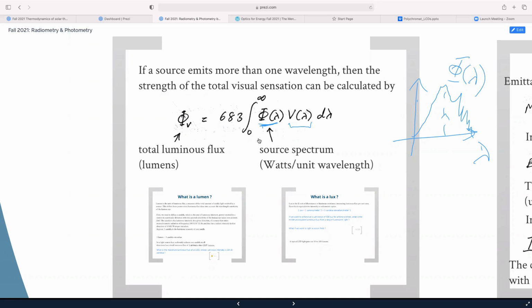which is normalized with this number here, 683. So I can convert, this is in watts per nanometer, I can go to lumens. So that's how I convert. I have a spectrum in watts per nanometer, multiplied by the human response function, do the integral, and I get total luminous flux, which is a perceived brightness, perceived flux in lumens.